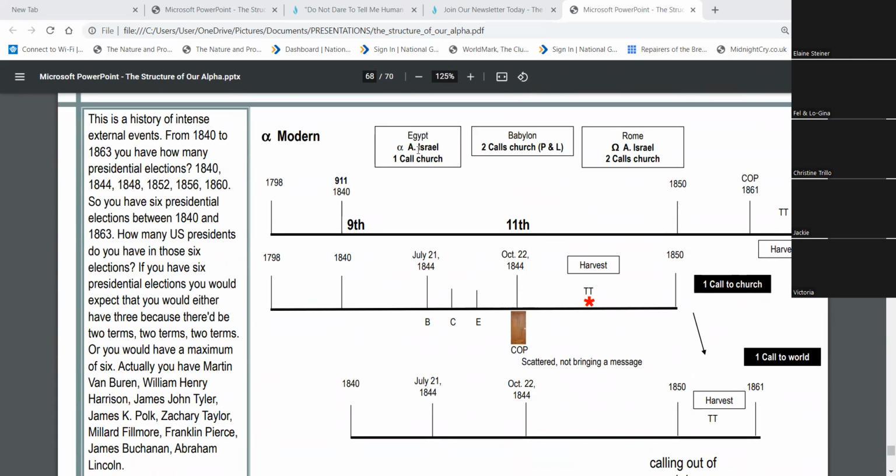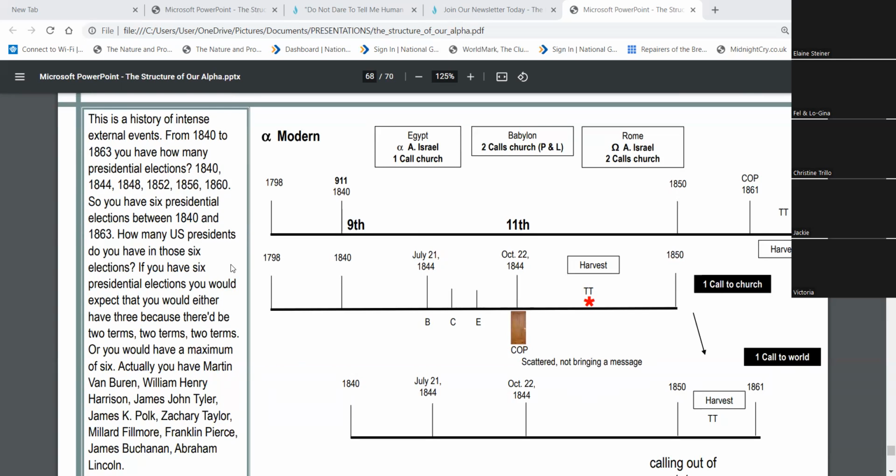This is a history of intense external events. From 1840 to 1863, how many presidential elections? And Phil already said that there's 6. You have 6 presidential elections between 1840 and 1863. How many US presidents do you have in those 6 elections?